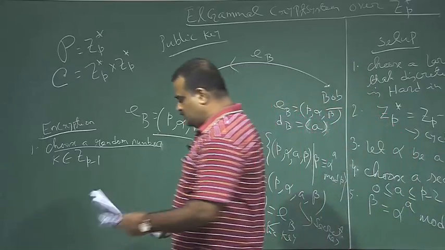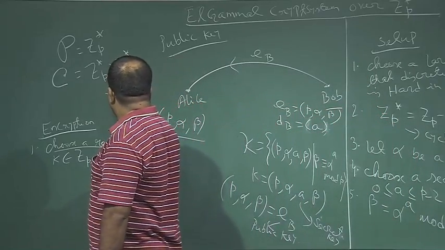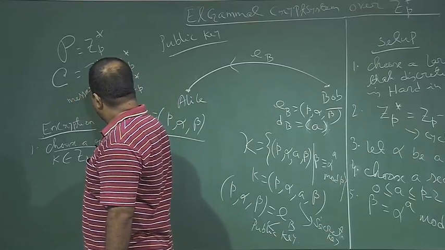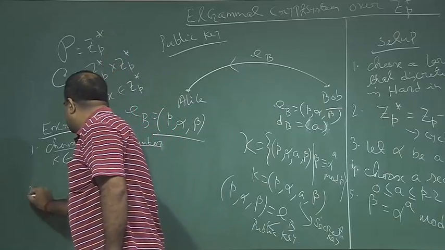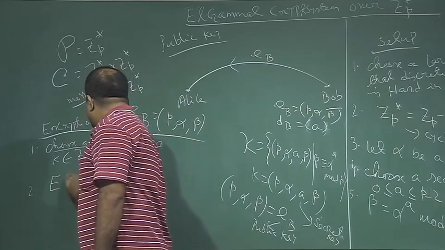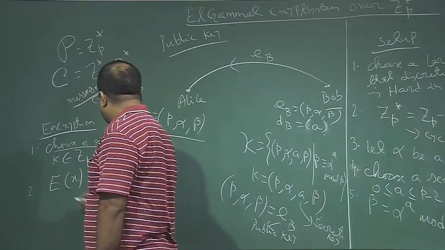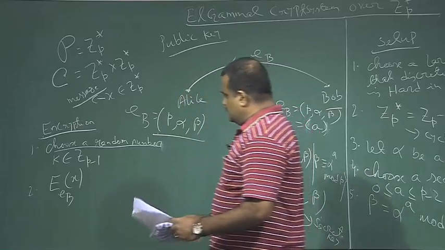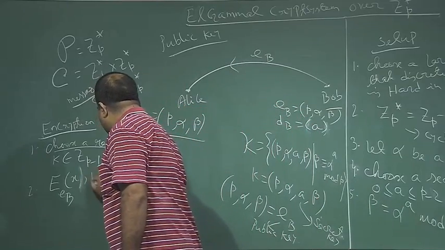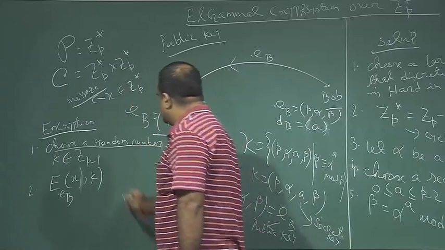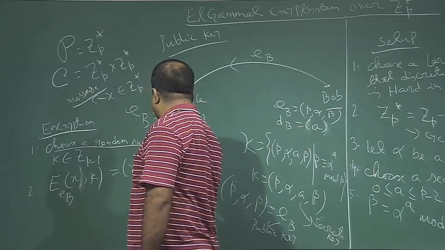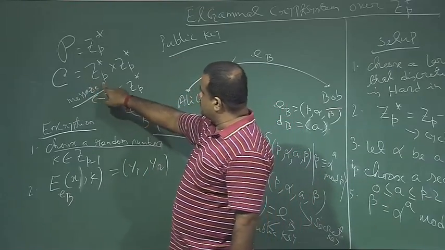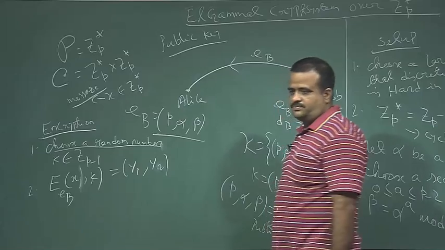So now Alice will encrypt the message x. So x is coming from Zp star. This is the message. So Alice is encrypting the message using Bob's public key EB and using this k. So k is another input, randomly chosen, and the ciphertext has two parts, Y1 and Y2. That is why the ciphertext space is the Cartesian product Zp star cross Zp star.